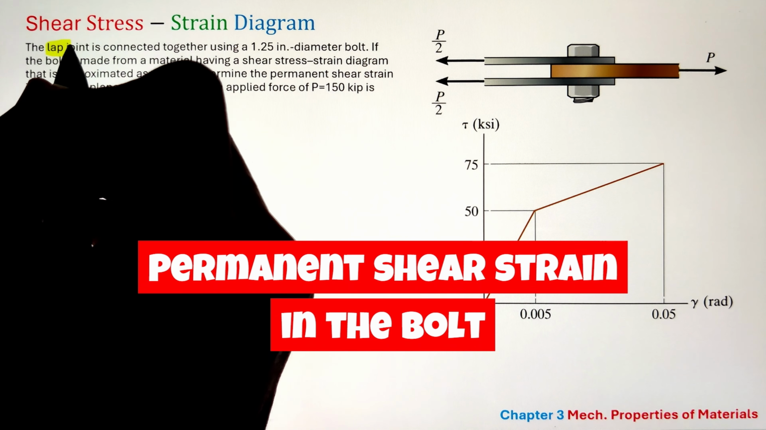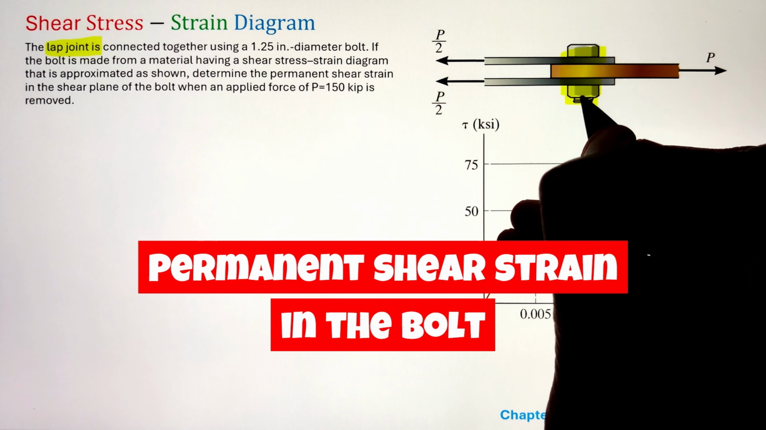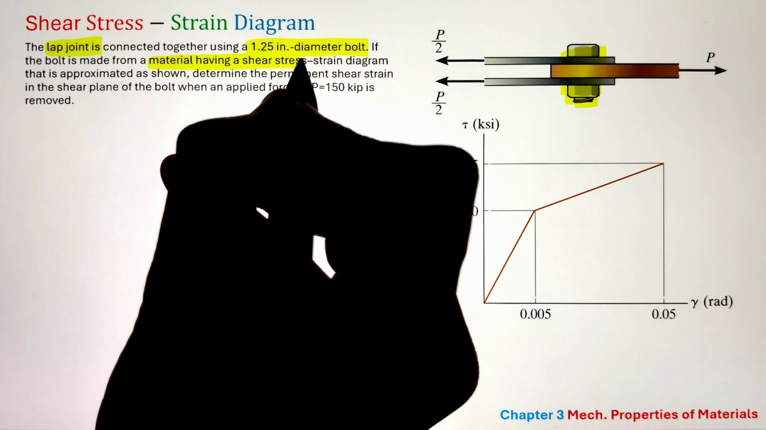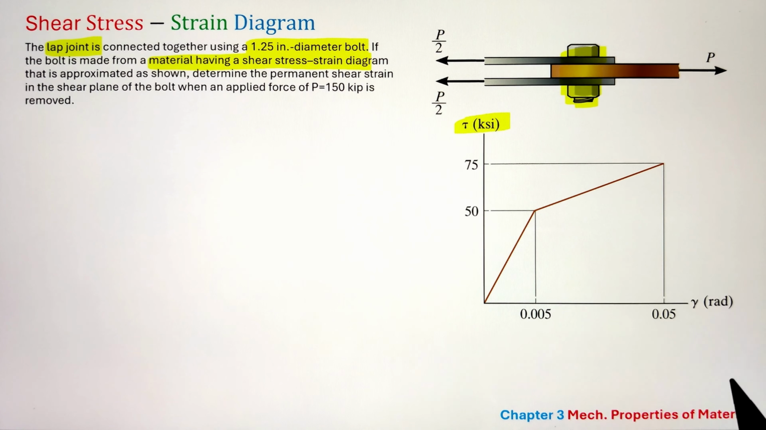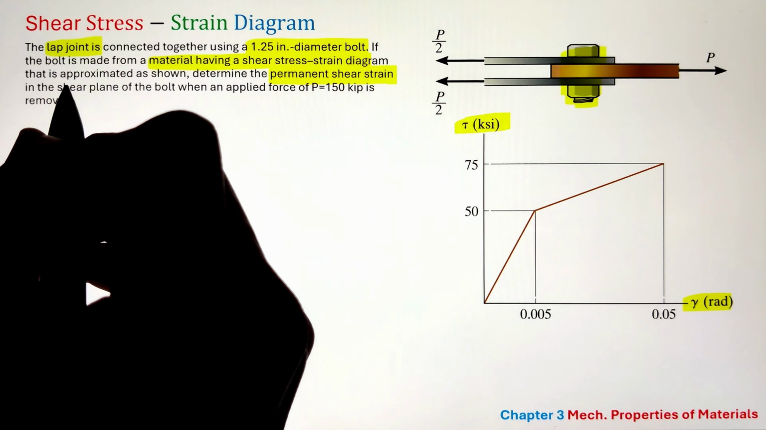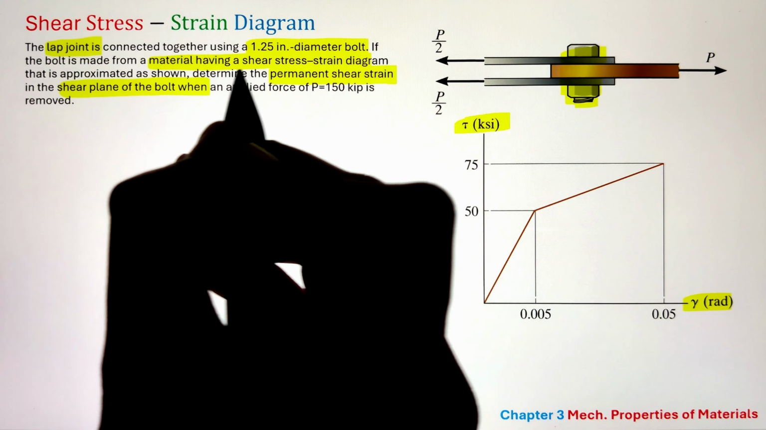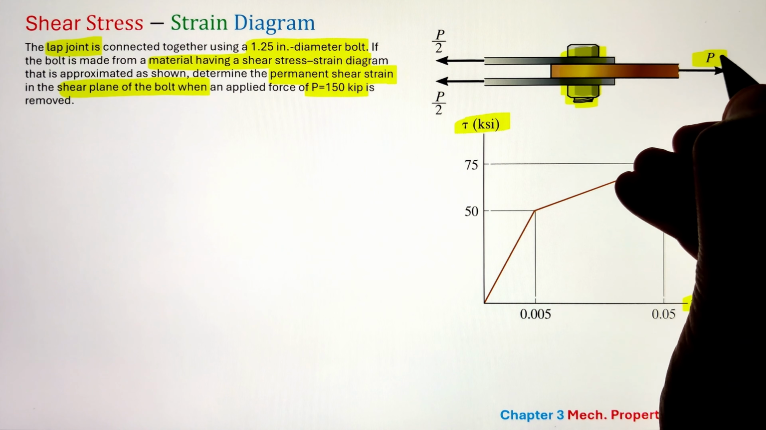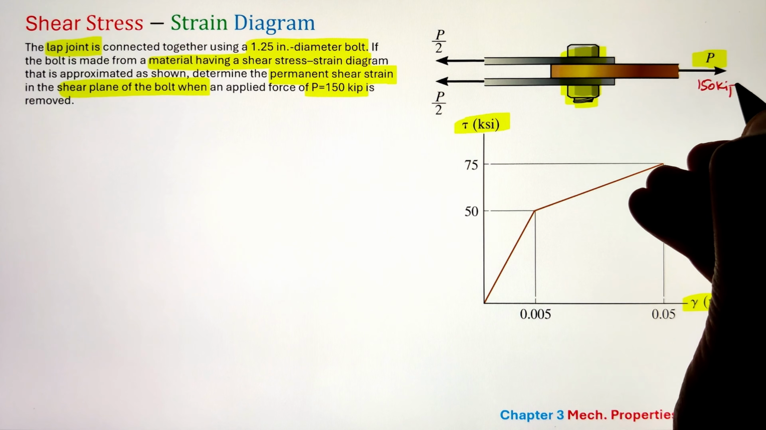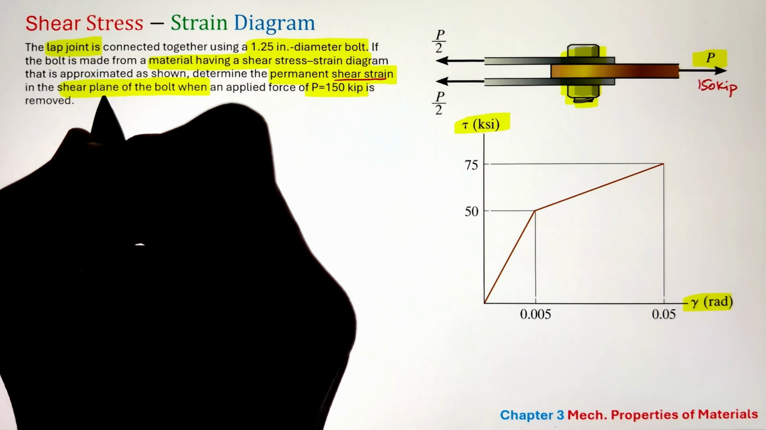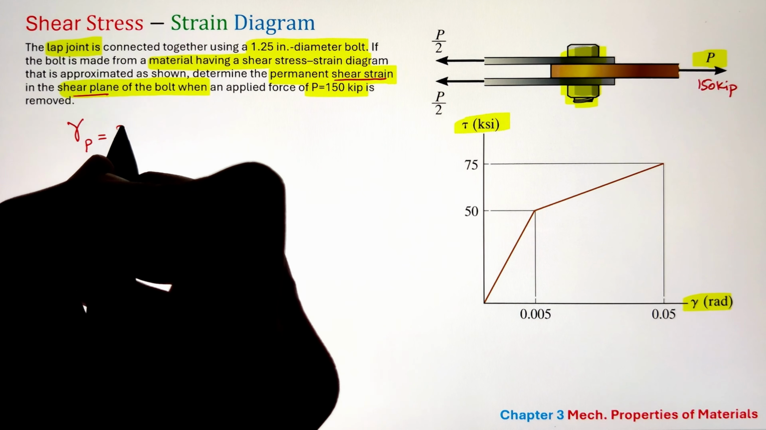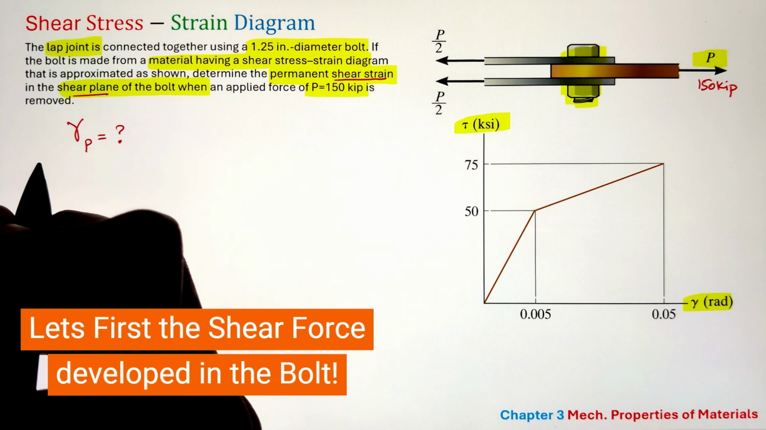In order to determine the permanent shear strain developed in the bolt having a diameter of 1.25 inch that is connected to the lap joint as shown in the figure, whereas the material properties are given to us via a stress strain diagram. In this case, a load of 150 kilopound is applied to the joint, and then this load is removed. Here we are looking for what will be the permanent strain developed in the shear plane of the bolt. So that can be given as gamma P.